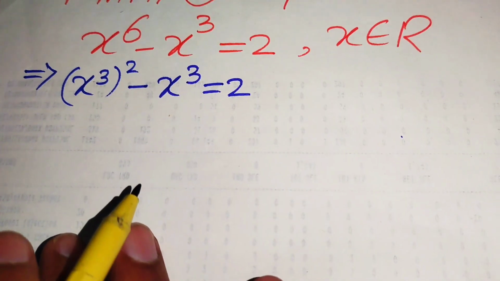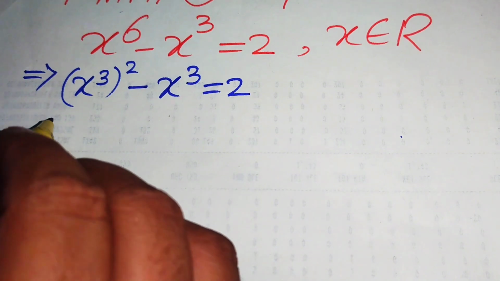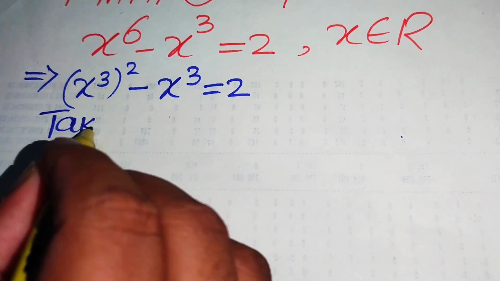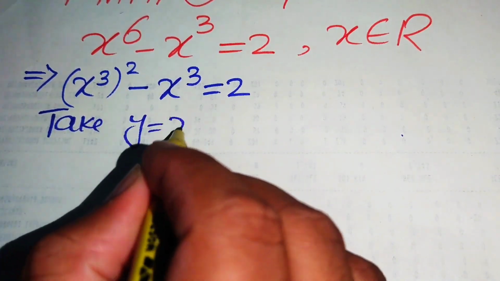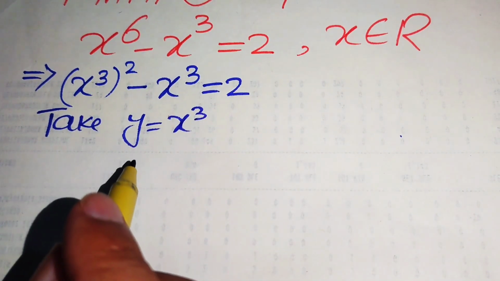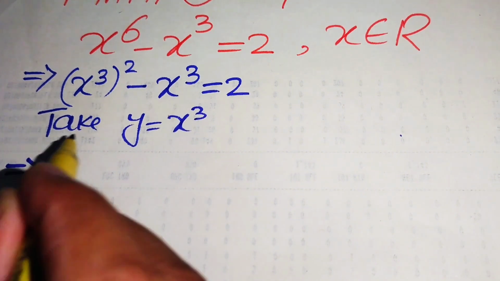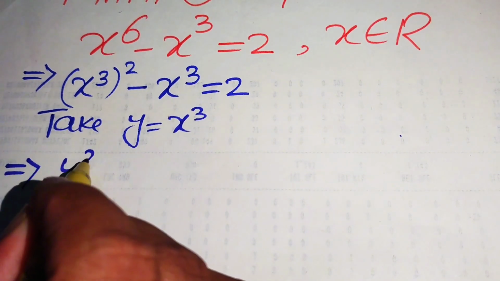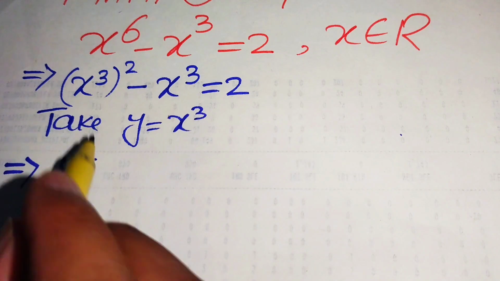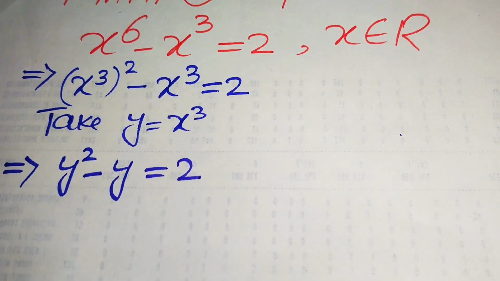In the next step, you see that we have x cubed as the common term, so we will take this term equal to y. So we take y equals x cubed, and when we substitute the value of y into the above equation, it becomes a quadratic form: y squared minus y equals 2.